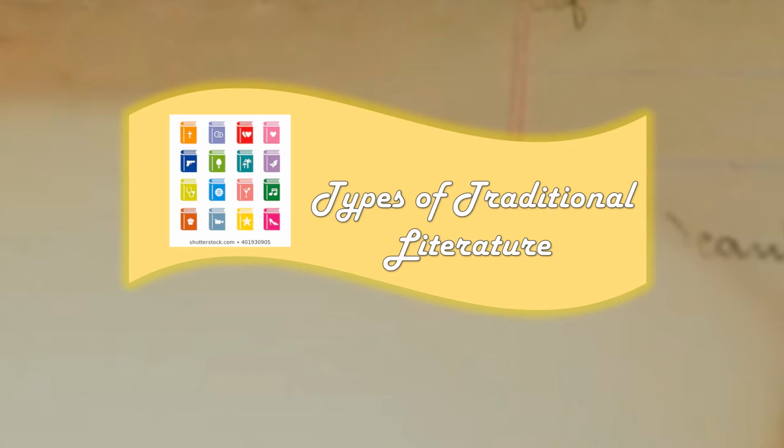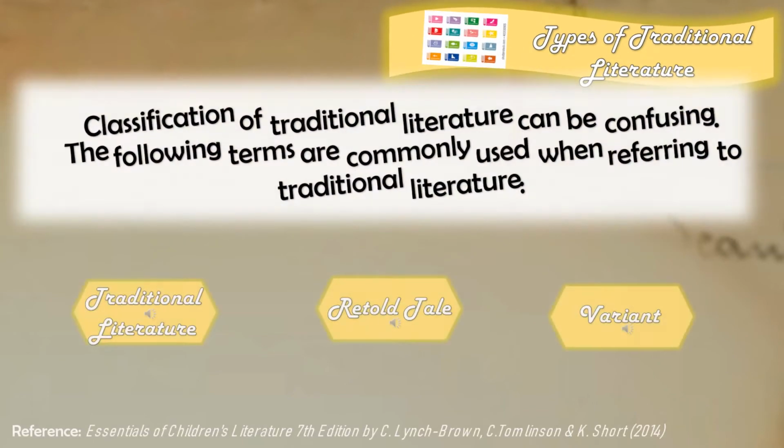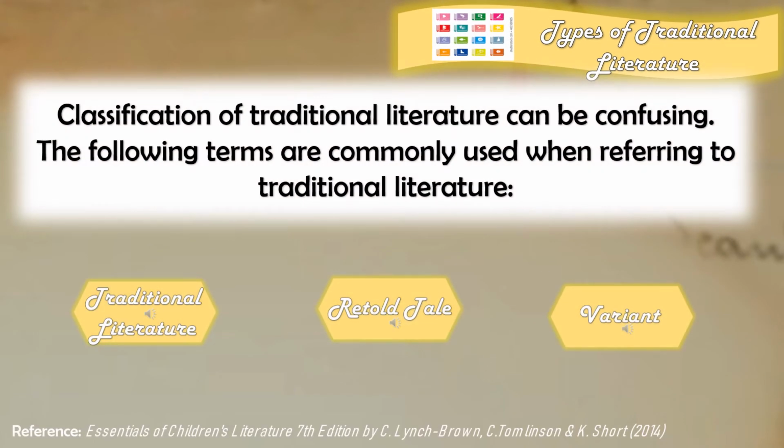Types of traditional literature. Classification of traditional literature can be confusing. For instance, not everyone uses the same terms when referring to certain types of traditional stories. Also, modern stories that were written by known authors in the style of the traditional ones but are not of ancient and unknown origin are therefore not traditional in the strict sense. The following terms are commonly used when referring to traditional literature.